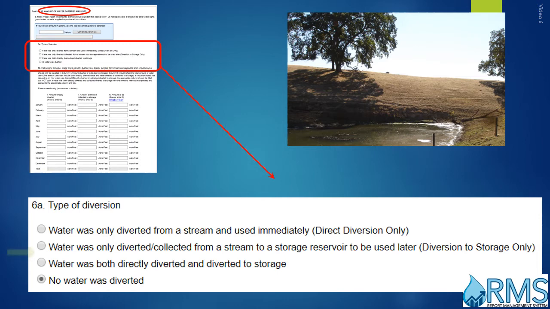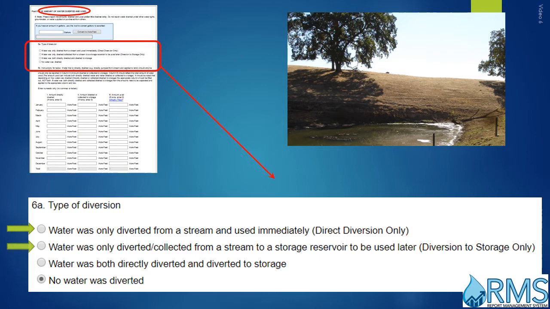The first option, direct diversion, is diversion of water for immediate use or diversion into a tank or reservoir in order to use that water at a more convenient rate. Examples of direct diversion include pumping water from a stream and either using the water immediately or temporarily placing the water into a tank to provide pressure for home use.